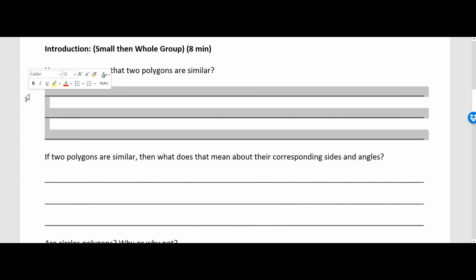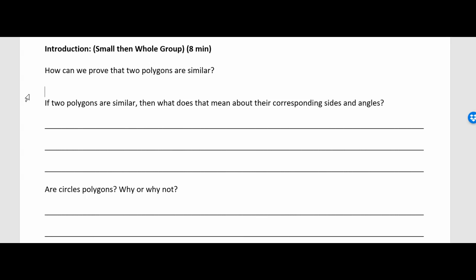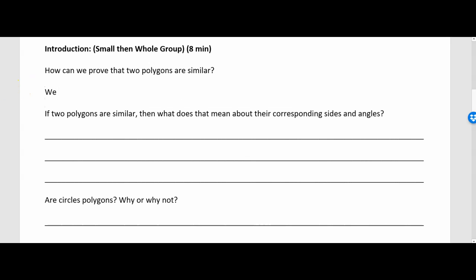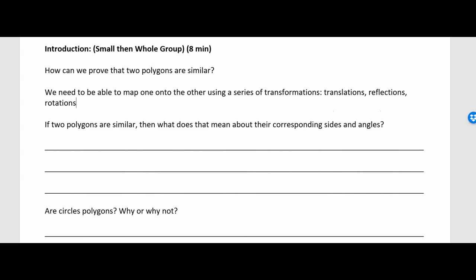Well, in the answer to that, just like congruent figures, we have to map them together using a series of rigid motions. To prove that 2 polygons are similar, we need to be able to map one onto the other using a series of transformations. And the 4 that we would use could be translations, reflections, rotations, and dilations. So with similar figures, we may have to make a figure smaller or larger, which would require a dilation.